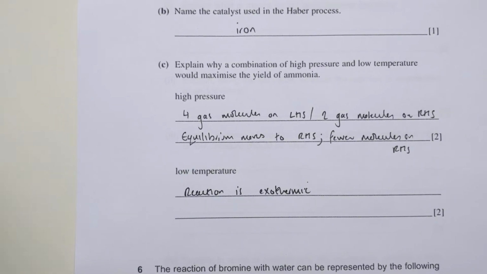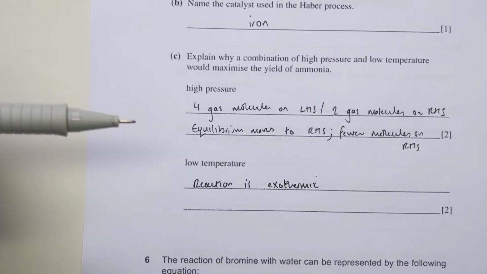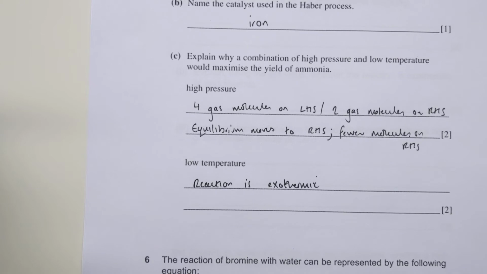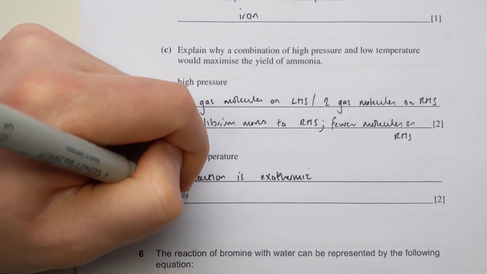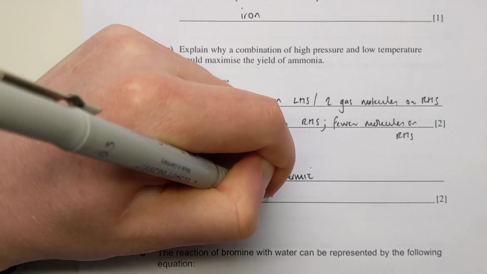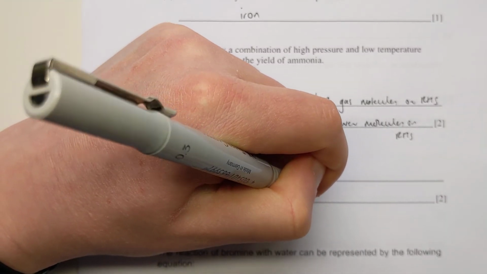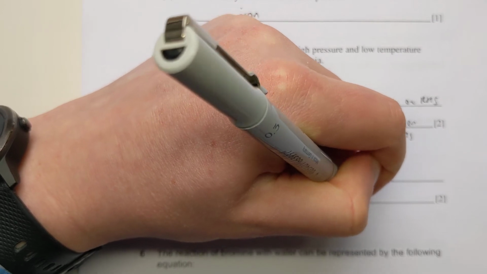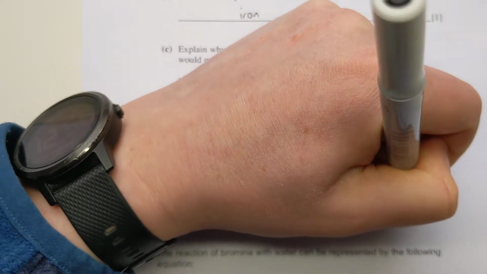So that's 1 mark for this. The reaction is exothermic. The justification for why you therefore use a low temperature is a low temperature favours the endothermic forward reaction.